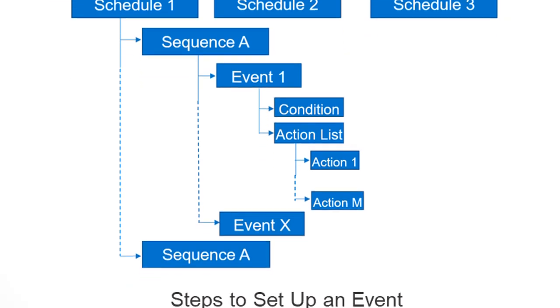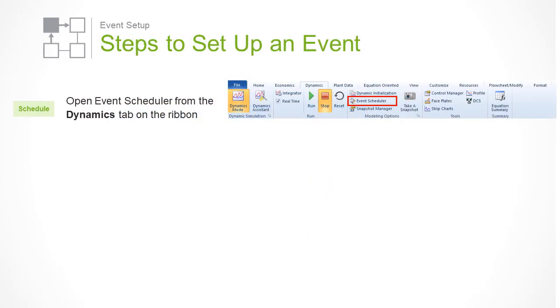Then a new event can be used to define event conditions and actions. The event condition can specify the event at a given time, and more than one action can be executed when emergencies occur. To open the Event Scheduler, click Event Scheduler from the Dynamics tab on the ribbon.